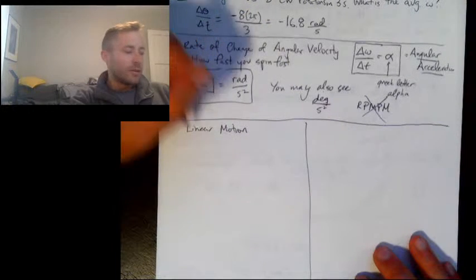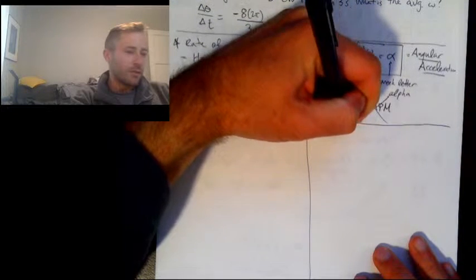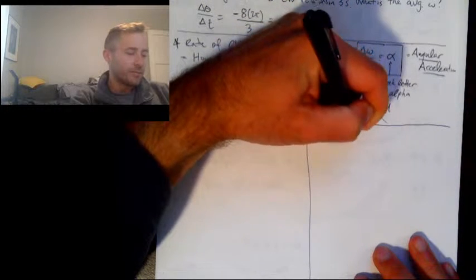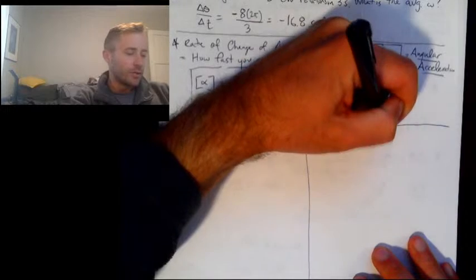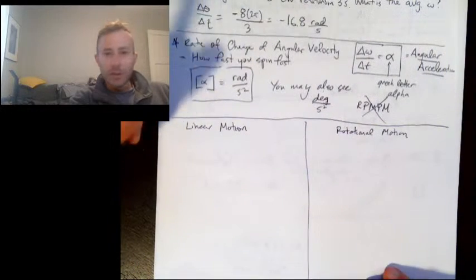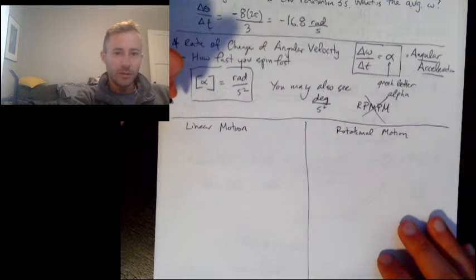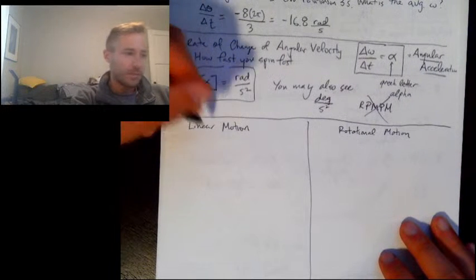And this is on the left-hand side. And on the right-hand side, I'm going to write down what we have learned about for rotational motion. Okay? So we learned these kinematics equations for linear motion. We talked about these extensively.